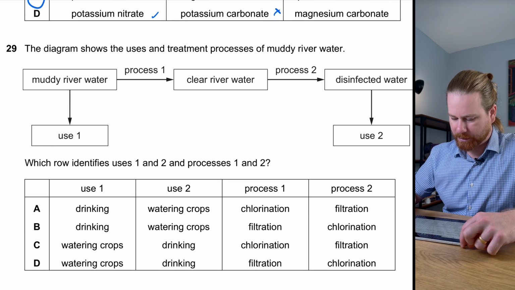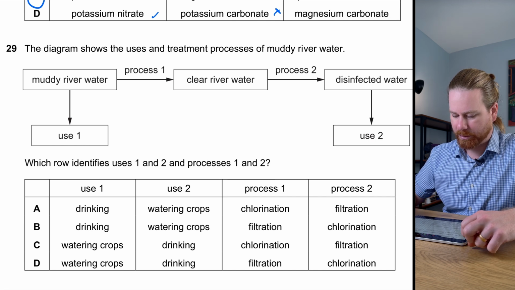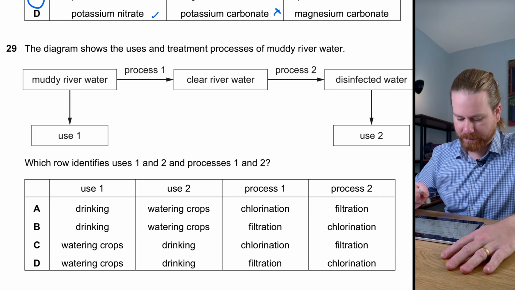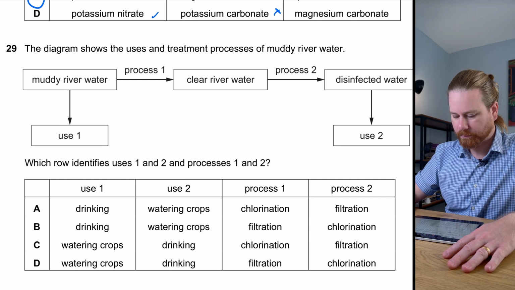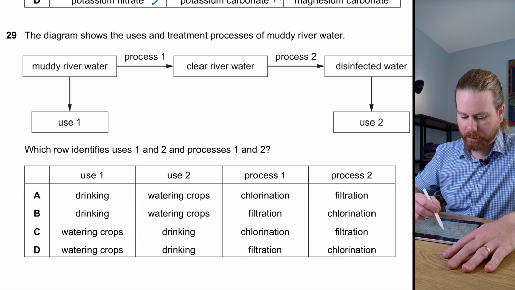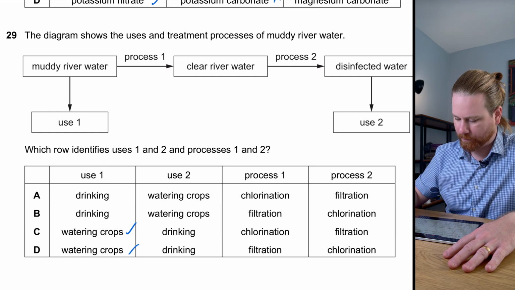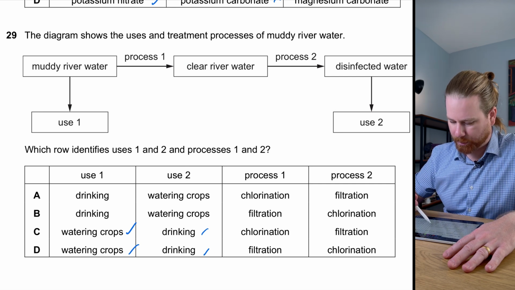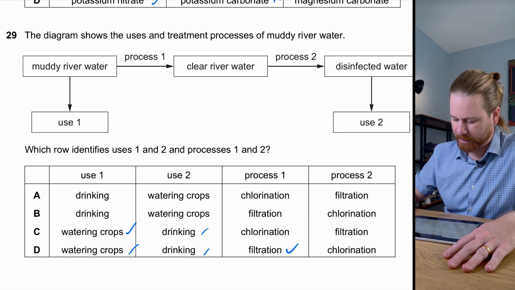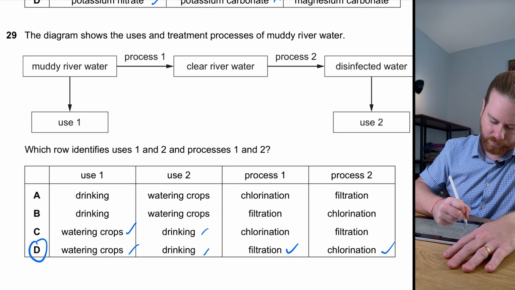Okay, we've got a diagram to show the treatment process of muddy river water. Which row identifies uses 1 and 2 and processes 1 and 2? So let's have a look at uses. So muddy river water, use 1, drinking. It's not going to be drinking. Watering crops. Disinfected water, drinking. Okay, makes sense. Process 1, muddy to clean river water. Well, that has to be filtration. Process 2, disinfected water, is chlorination. So our answer has to be D.